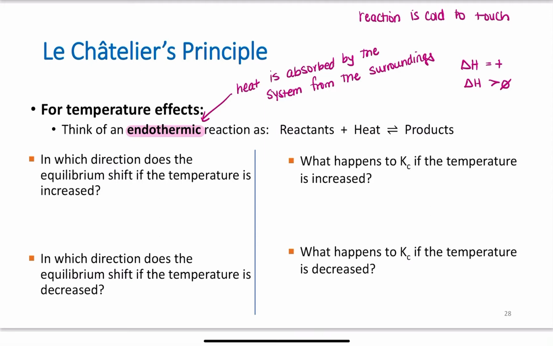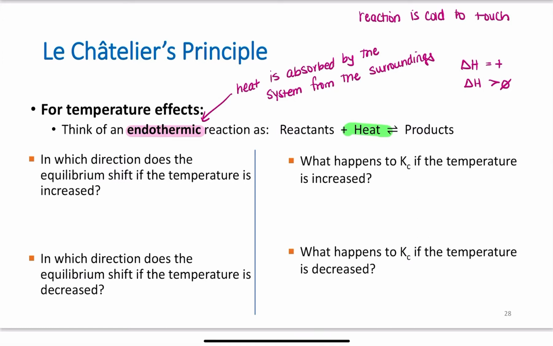If I tell you the reaction is endothermic, if I say the reaction is cold to touch, if I say delta H is positive, or if I give you a value and it's greater than 0, then you know it's an endothermic reaction. At that point, I want you to write heat in as one of your reactants.